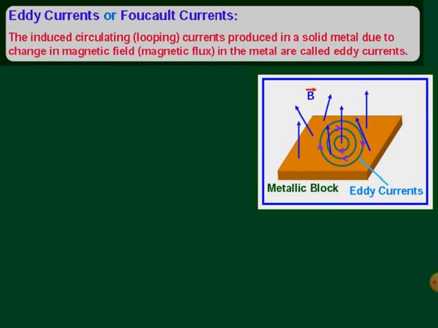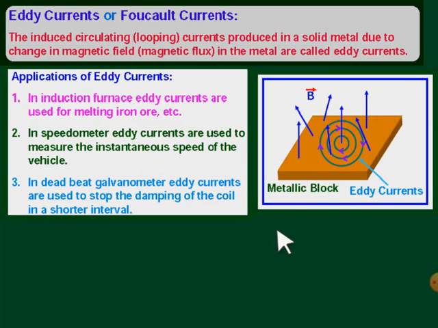It is due to what? Due to the change in the magnetic flux inside the conductor itself. That type of current that is produced inside the conductor itself due to the change in the magnetic flux linked with the conductor is called what? Eddy current or focault current. This has many great applications.